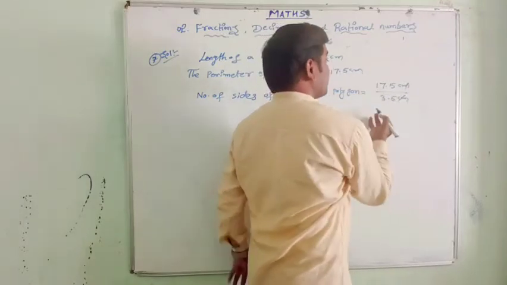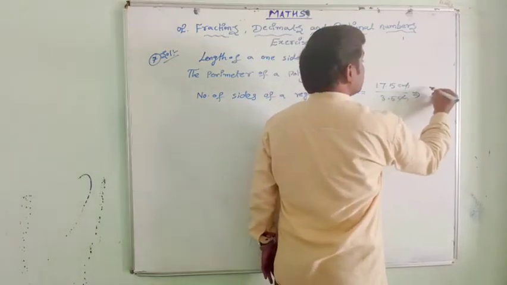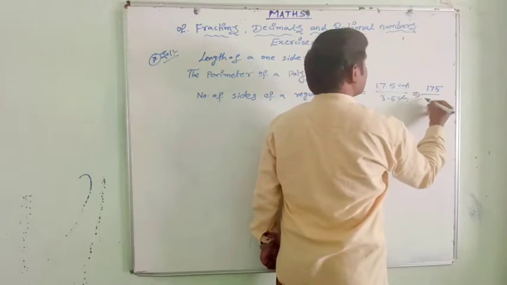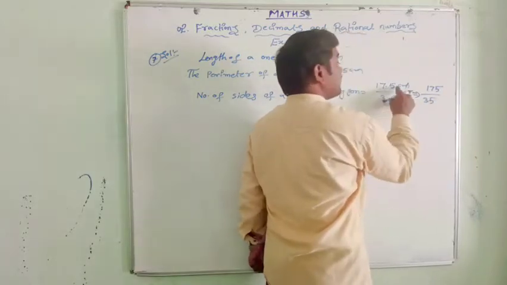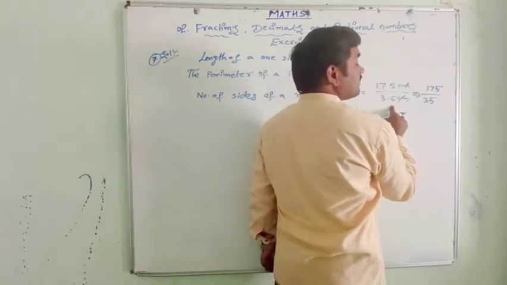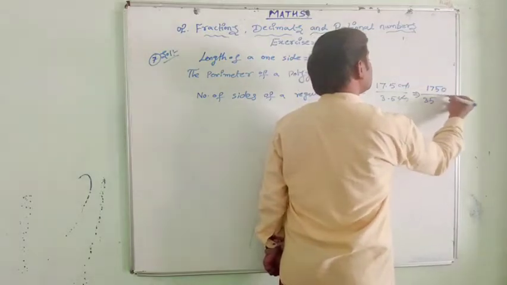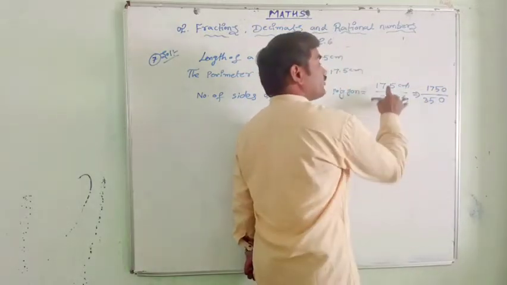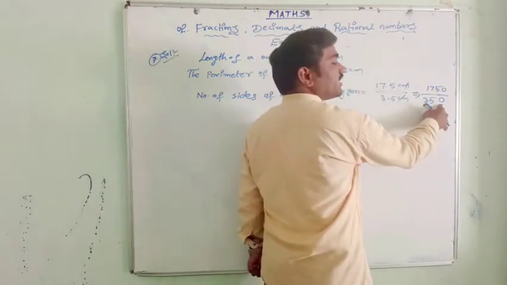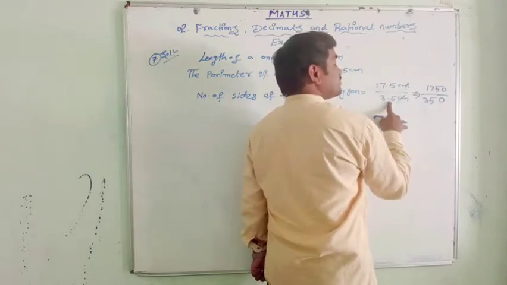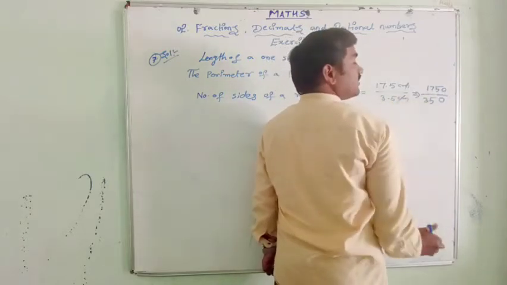Centimeter gets cancelled. Here what we need to do is simple. Here you write 175, here you write 35. In the denominator and numerator there is one more decimal digit, so keep 10 on both sides. For the numerator decimal point we kept 10 in the denominator. For the denominator's 1 decimal point we kept 10 in the numerator.